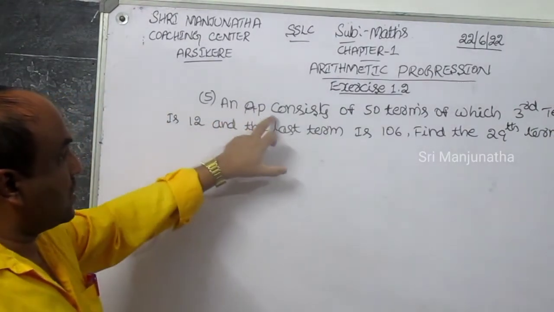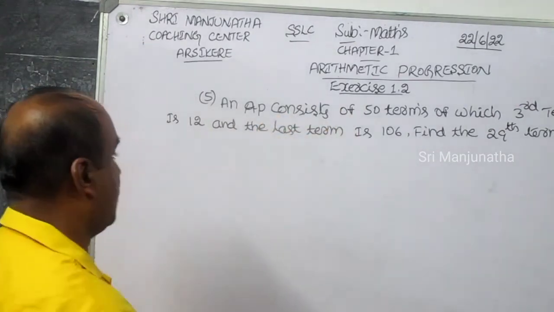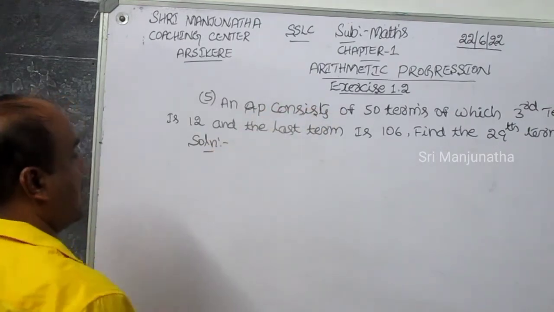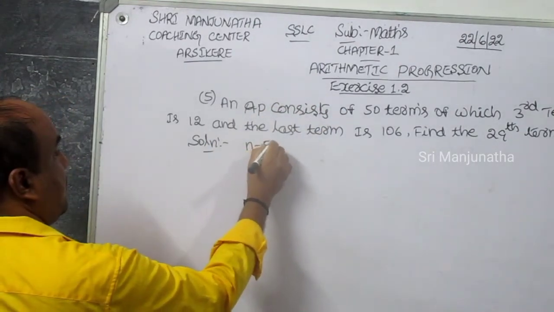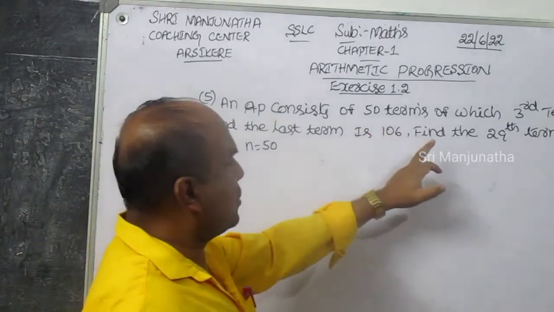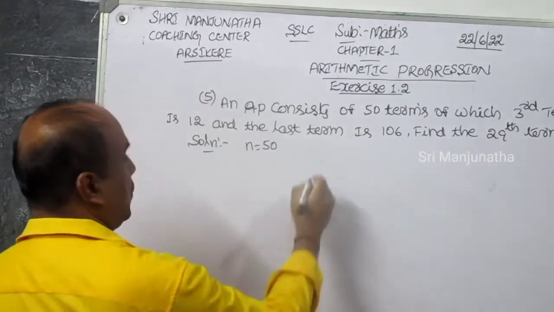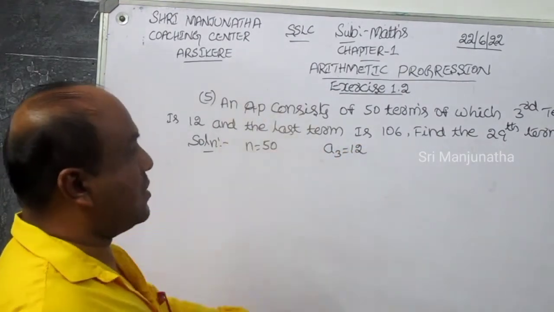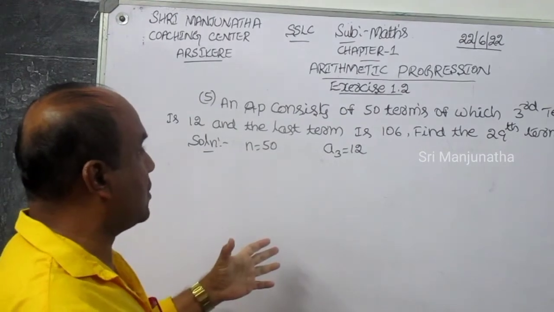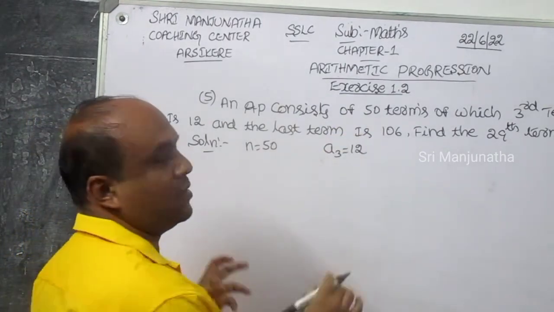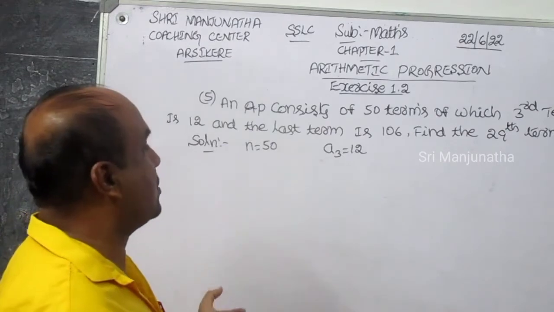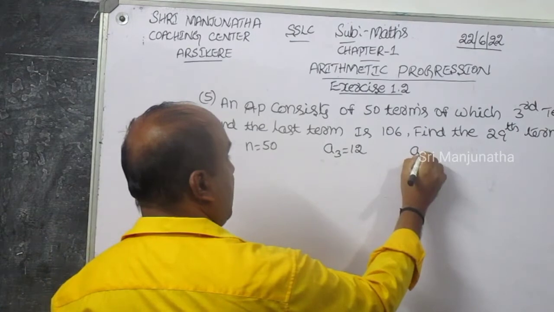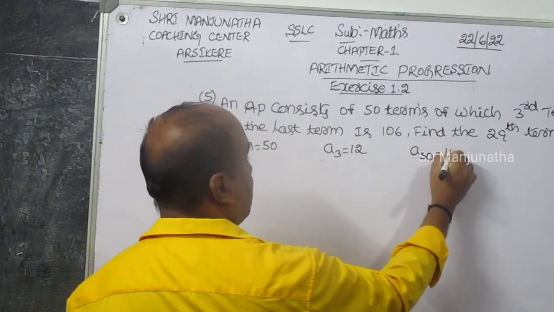An AP consists of 50 terms. Okay, solution for this problem. How many terms are there? N is equal to 50. Of which the third term is 12, A3 equals 12. And the last term is 106. The last term is the 50th term, there is no twist. A50 is equal to 106.